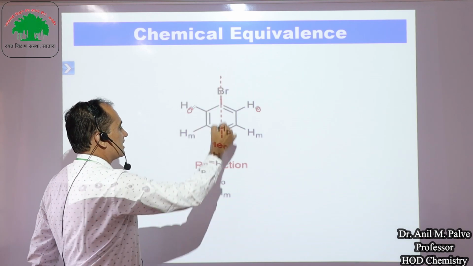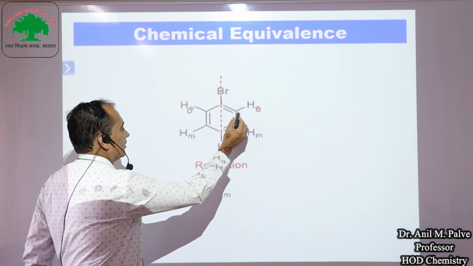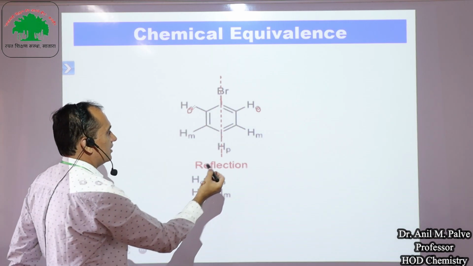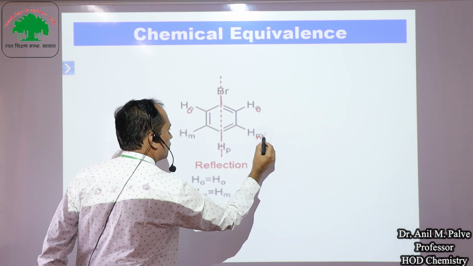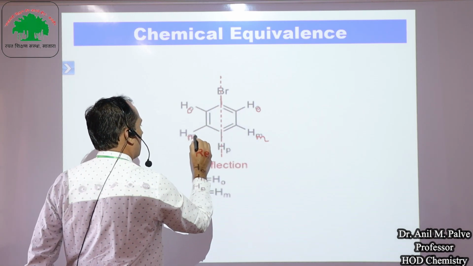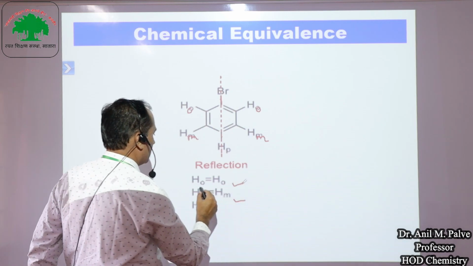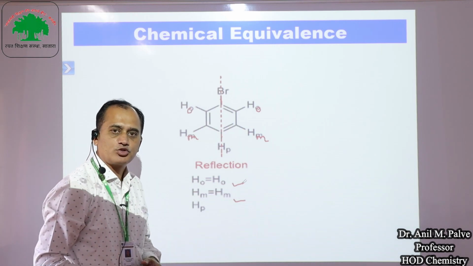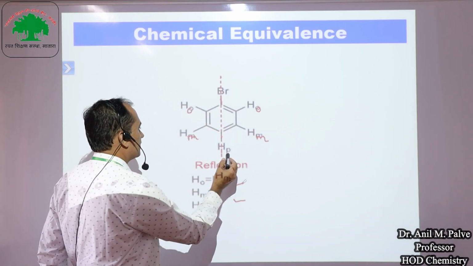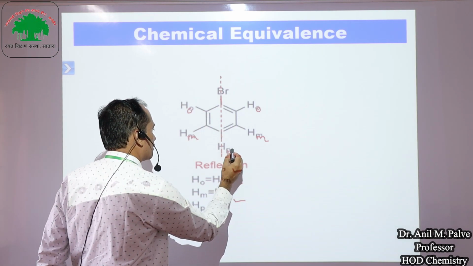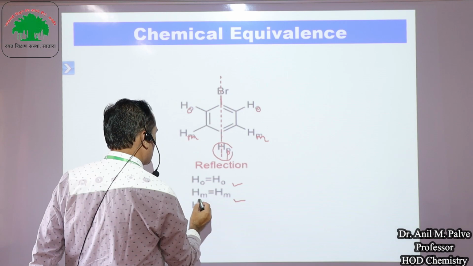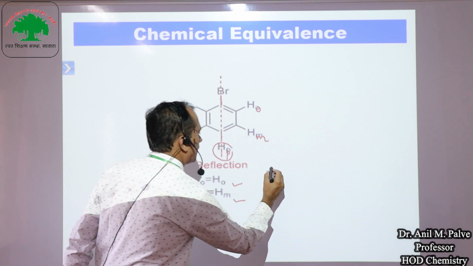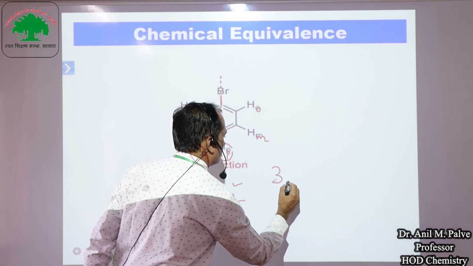So when we draw this line, these two hydrogens become equivalent hydrogens, and the hydrogens present at the meta position with respect to this bromine are equivalent. So you can see the hydrogens at the ortho position, as well as the hydrogens at the meta position, are equivalent, and the hydrogen at the para position is totally different. So in this way, for this molecule we have three different types of protons.